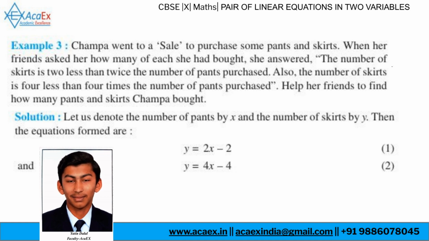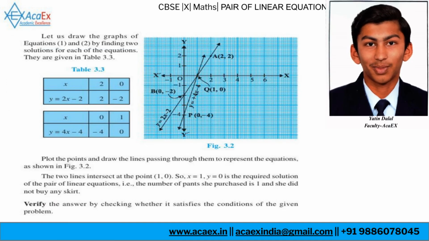Let x be the number of pants and y be the number of skirts. The equations are y equals 2x minus 2, y equals 4x minus 4. To solve this, we find points for each equation and plot them on a graph. For y equals 2x minus 2, we can use the points (2, 2) and (0, -2). For y equals 4x minus 4, we can use the points (0, -4) and (1, 0).